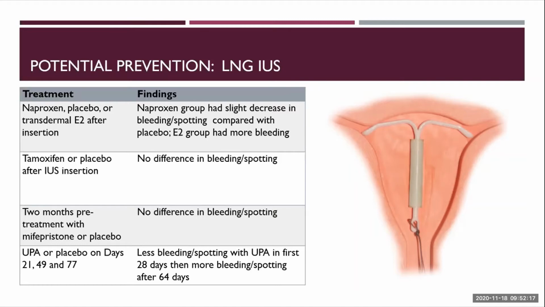However, in general, studies that have used either naproxen or transdermal estradiol, tamoxifen, mifepristone, or UPA don't really find much difference in the bleeding and spotting that occurs. These studies varied in duration from 30 days to 3 months, and this last study was for 6 months. And although they found less bleeding and spotting with UPA initially, later on they found more bleeding and spotting. So in general, although these were given either before or at the time of LNG-IUS insertion, they really didn't seem to help in terms of bleeding or spotting. Next slide, please.